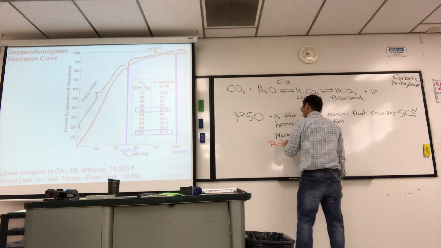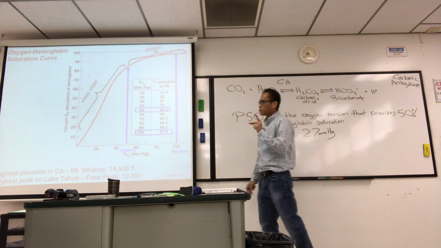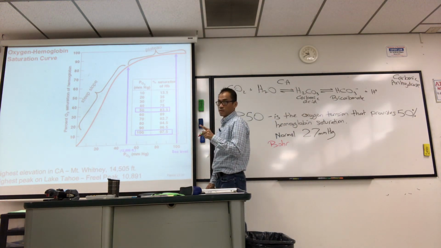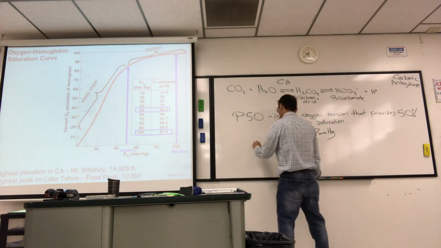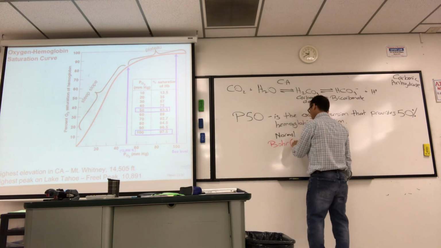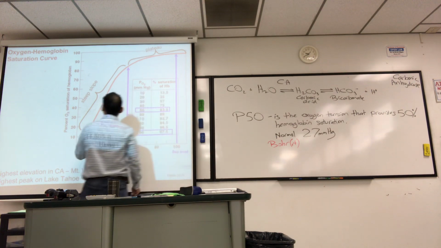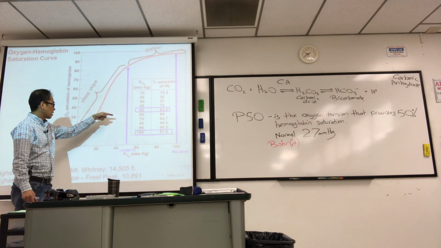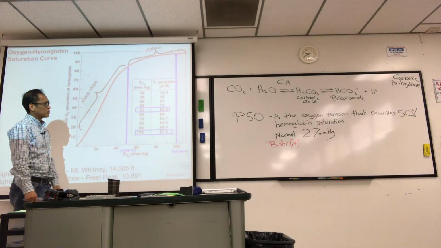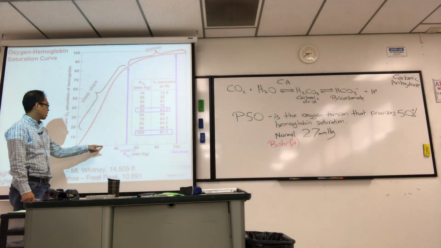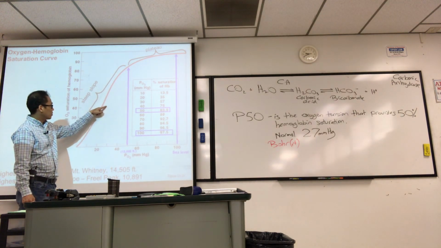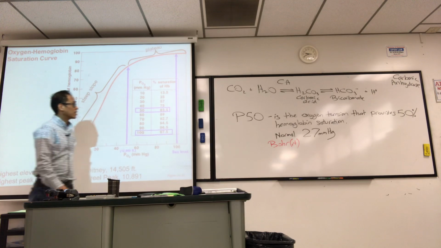With the Bohr effect, did you shift it to the right or to the left? You shifted to the right, that is correct. So, okay, if you shift the curve to the right, does P50 increase or decrease from 27? You increase it, okay?